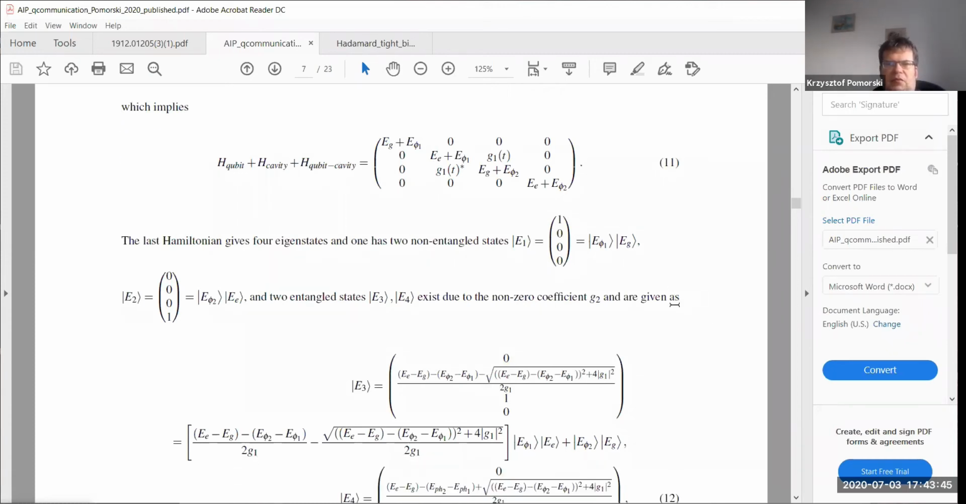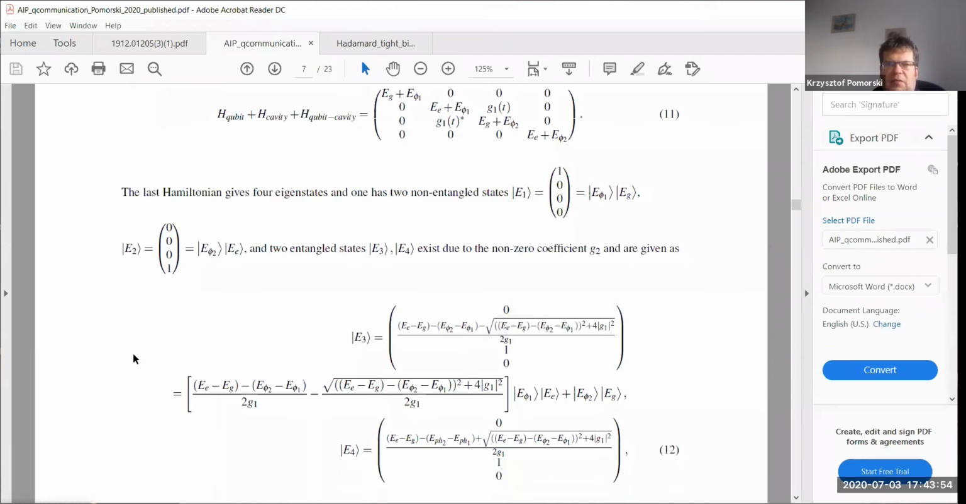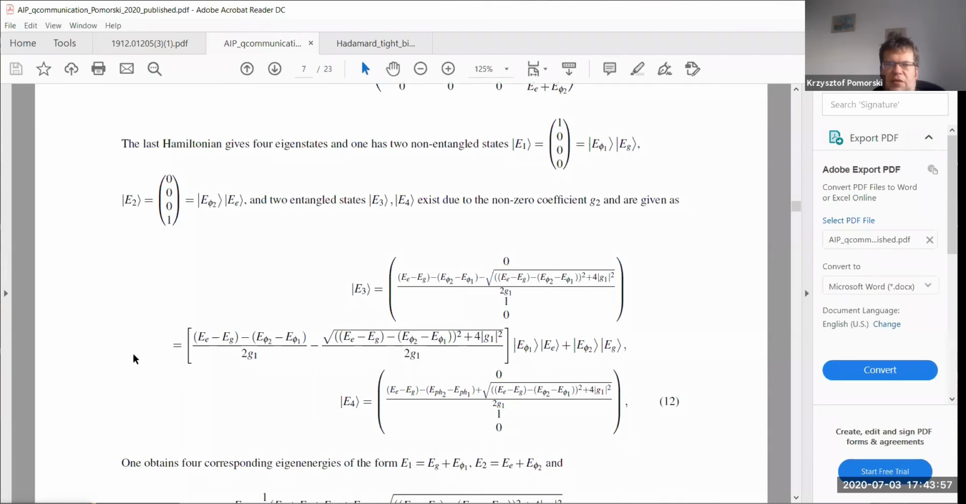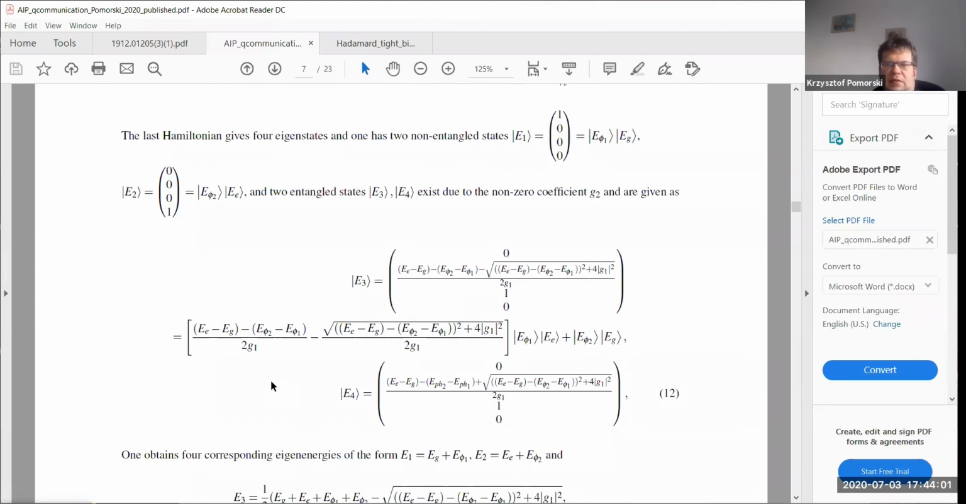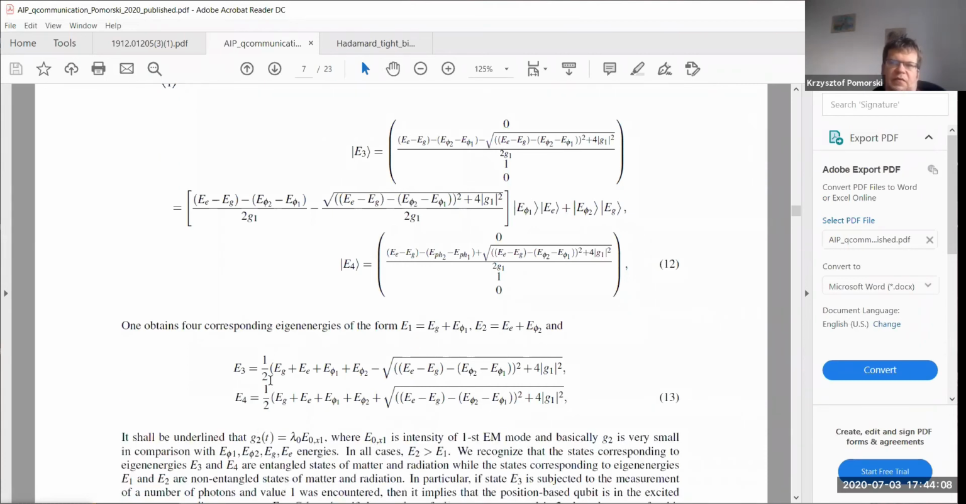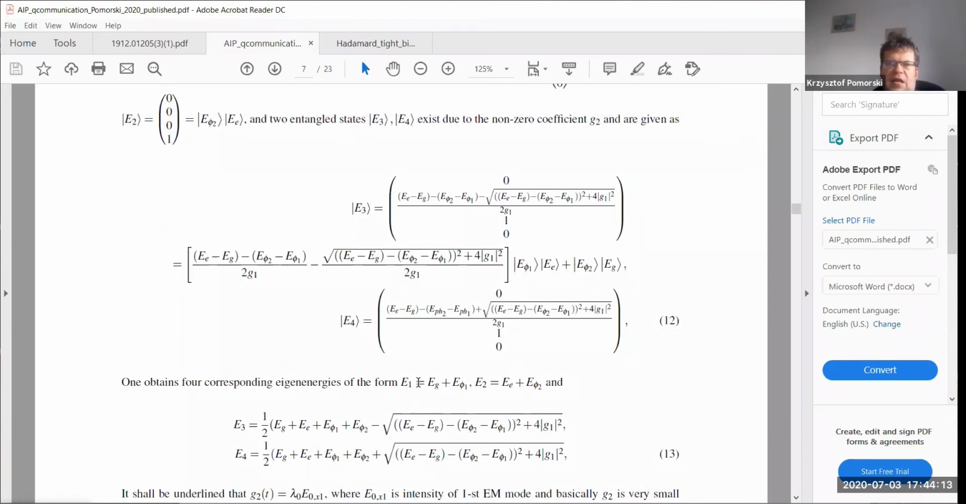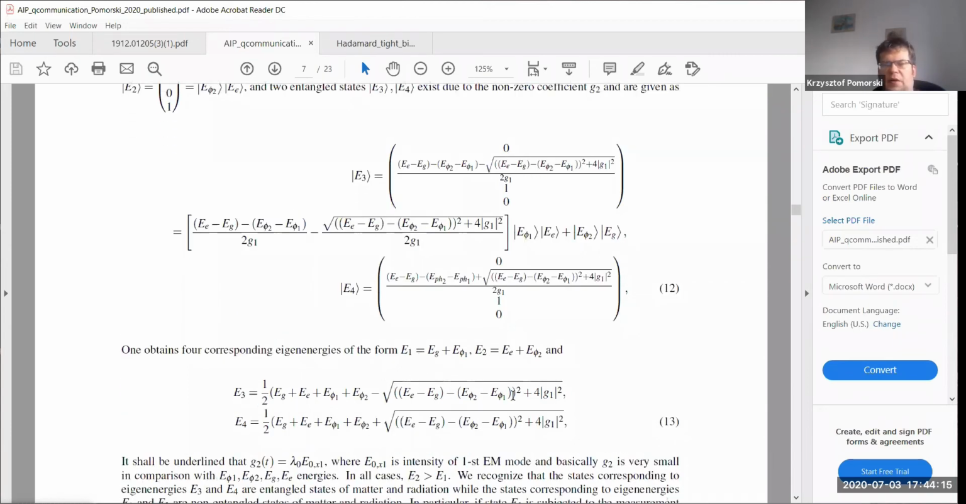Yeah. So what happens is that you have 4 eigenenergies. E1 and E2 are not so interesting, but the others are more interesting. So they are given like that, and they are already entangled states. All right. So the given system here has 4 eigenenergies, and these eigenenergies are given by equation 13.